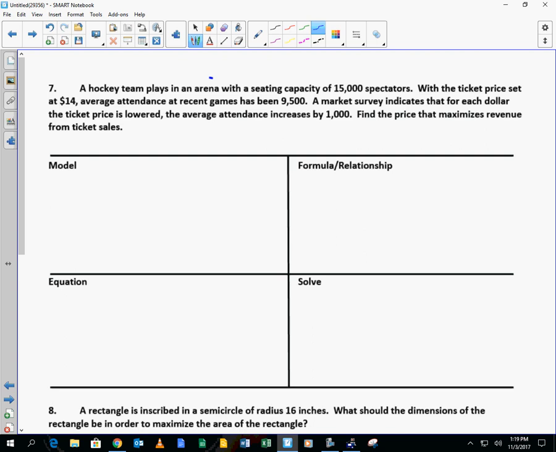Which is a good thing because the more people we have in the stands, we all like stadiums full, but we also want to make sure that the more people there, they're buying concessions and stuff, right? So that's all a good deal. So find the price that maximizes revenue from ticket sales. Can't draw a picture for this one, can I?